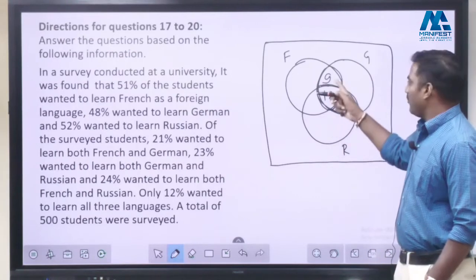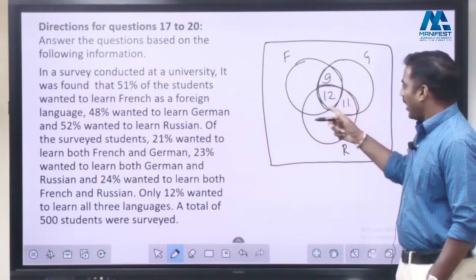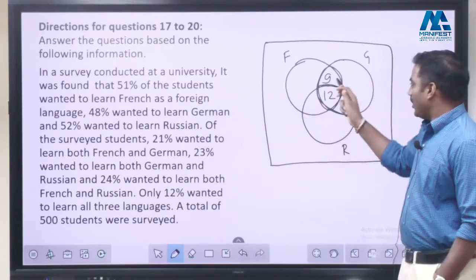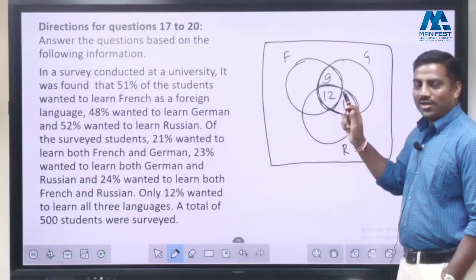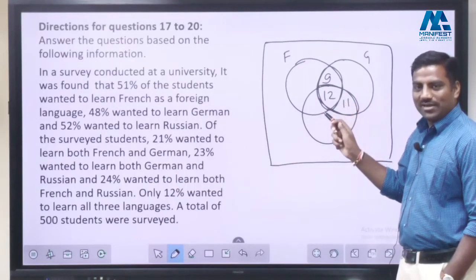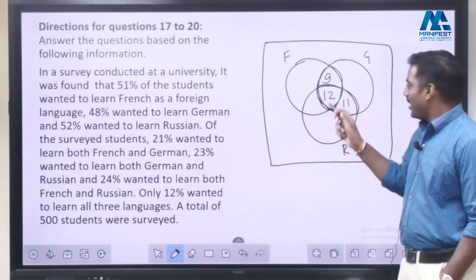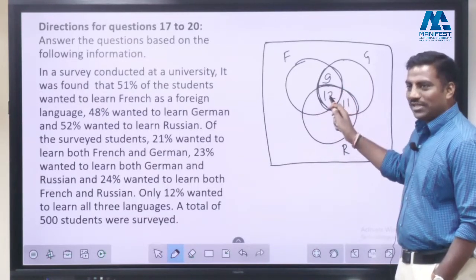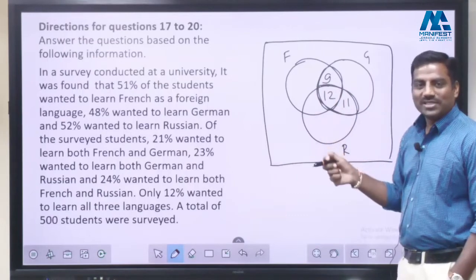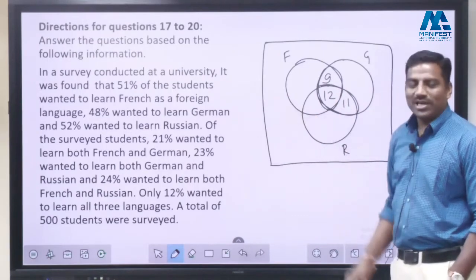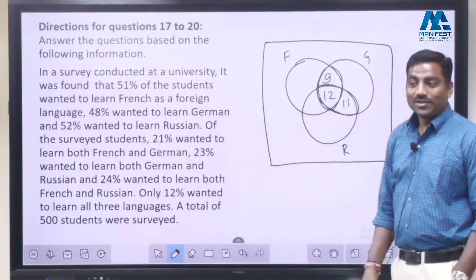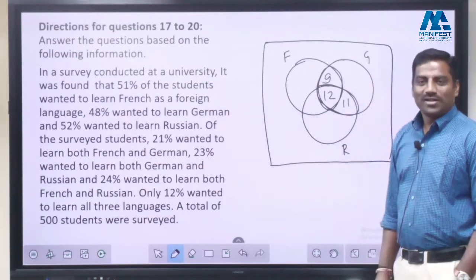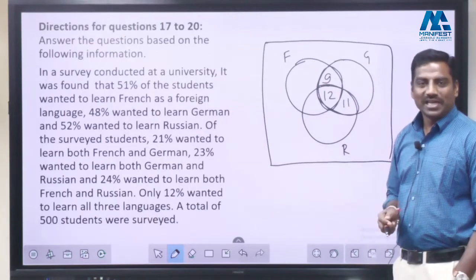So if you fill 21 here, 23 here, and 24 here, what will be remaining? 21, 23, 24. Yeah, already 68% are done. Yes or no? And in between 12. So if you take this one, 21 plus 12, 33 plus 24, how many percent? Already 57% we have. Totally we have 51. So when such things come, definitely you would have done something wrong. So you have to rewrite the diagram once again.